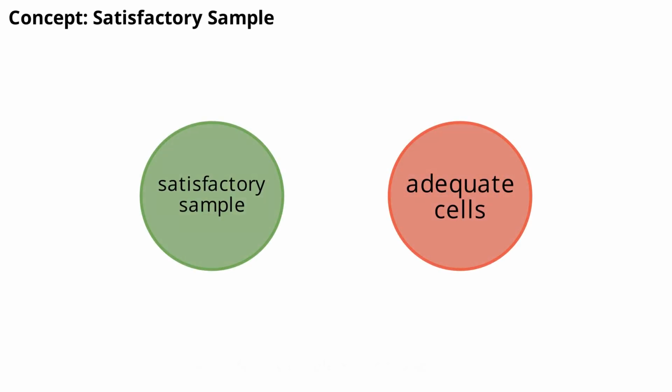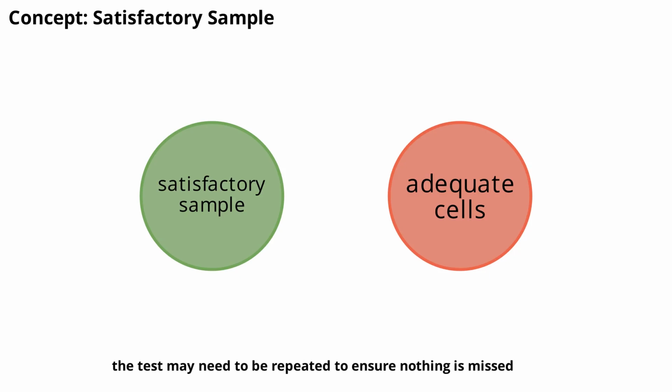A satisfactory sample means enough cells were collected for accurate analysis. This is important for reliable results. If the sample is unsatisfactory, the test may need to be repeated to ensure nothing is missed.